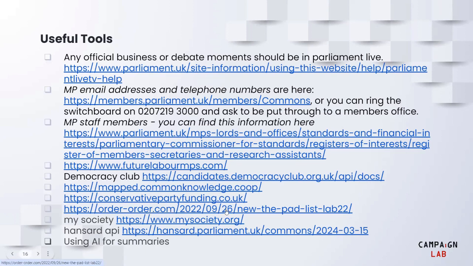And just finally, Guido Fawkes has a list of PADs, which may be useful, as in the parliamentary advisors for different offices. You might want to have a look at that. They also have SPADs for the government too, which are two open lists which are quite helpful. So the link to that is there.